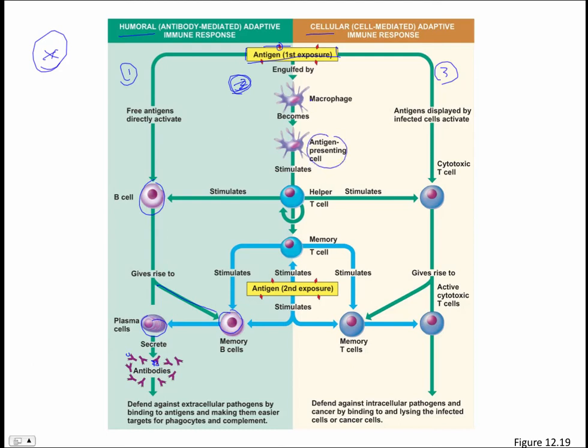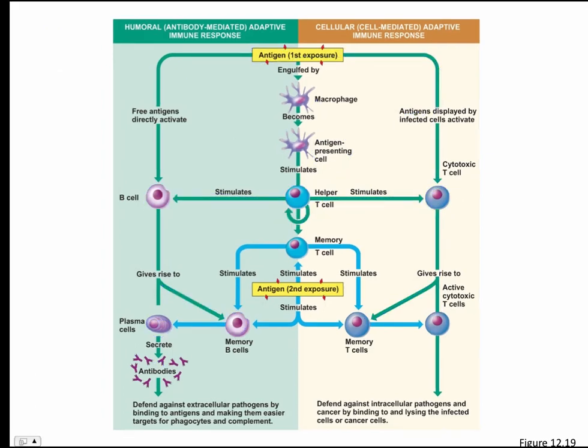The second thing that can happen with this antigen is it can be engulfed by macrophages, and this becomes an antigen-presenting cell. By presenting that antigen, it's going to stimulate your helper T cells. Helper T cells are critical to stimulating your B cells, stimulating cytotoxic T cells, and also producing more memory T cells. The third thing that can happen is that antigens displayed by infected cells can be recognized. The cytotoxic T cells, which we saw in the last video lecture, can come into contact with these antigens if they have a surface marker specific to it, and cause the infected cell to be destroyed. Cytotoxic T cells will also give rise to more active cytotoxic cells and also memory T cells.